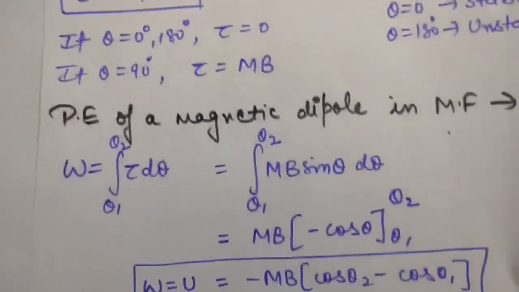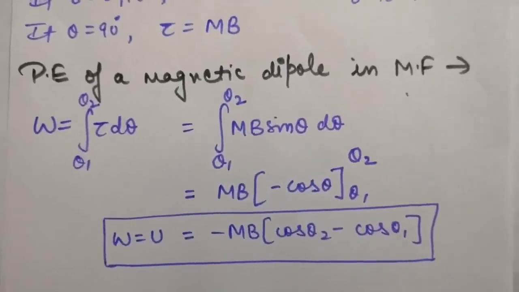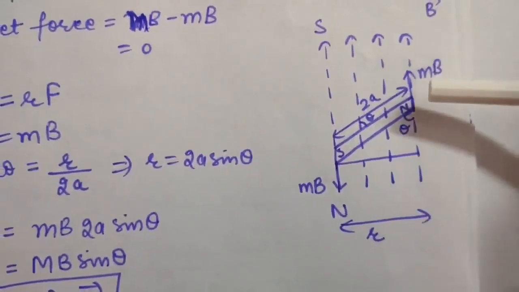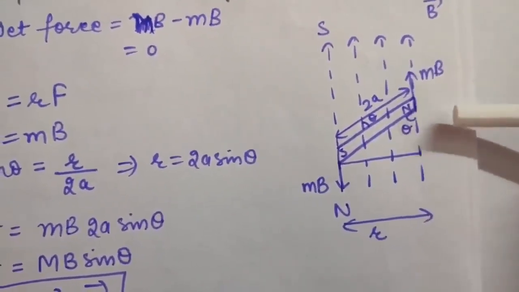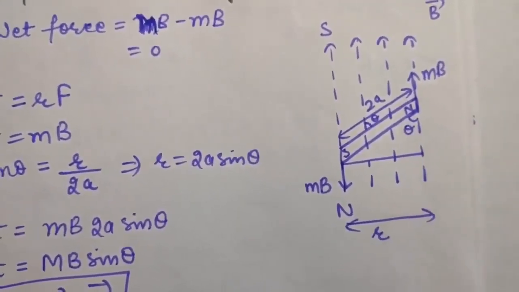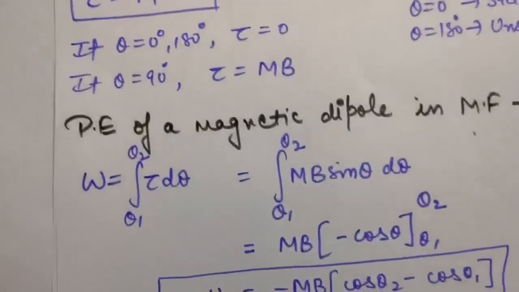So the next topic is potential energy of a magnetic dipole in a magnetic field. Now consider the same diagram. Okay, suppose I want to rotate it in the opposite direction of the magnetic field. To do that, I have to do some work. That work will be equal to torque d theta, that is force into displacement, that is torque d theta.